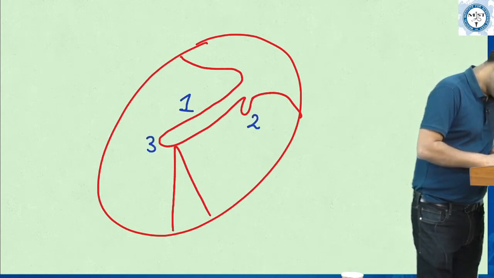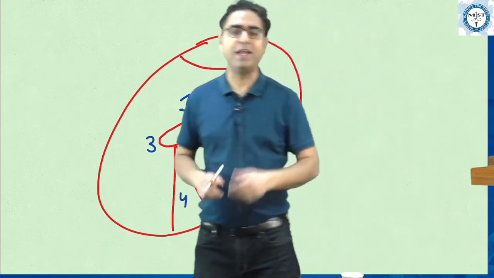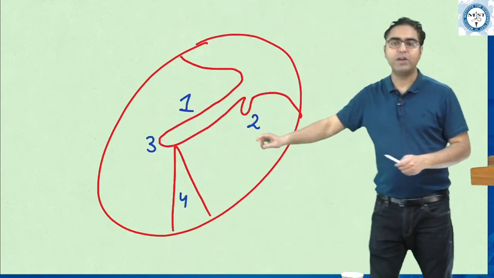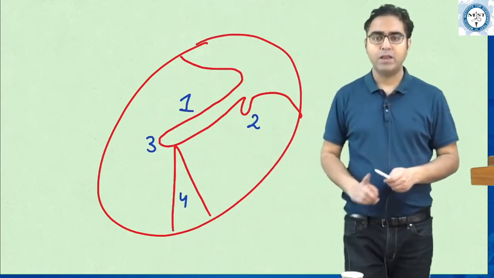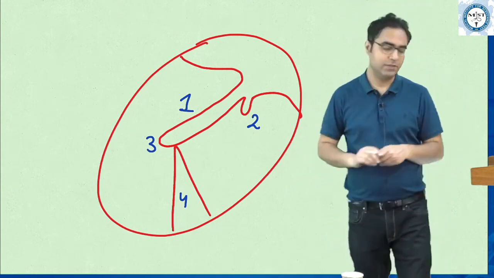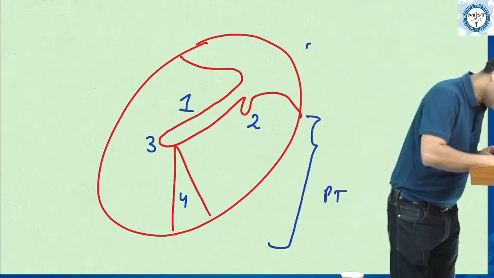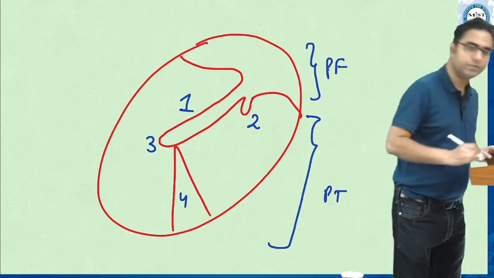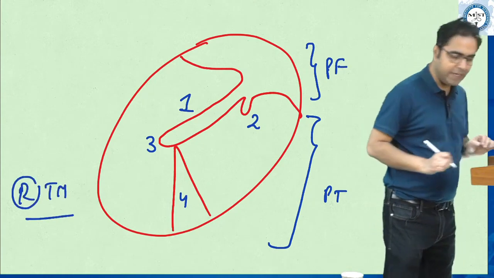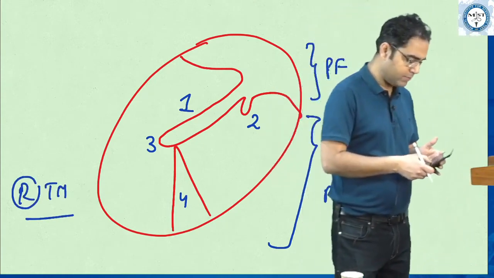1, 2, 3, 4. What is 1? Handle of malleus. Very good. What is 2? Lateral process of malleus. What is 3? Umbo. What is 4? Cone of light. From here to here is PT, and this part is PF. And this is the right tympanic membrane. It is 5 o'clock. Right tympanic membrane is 5 o'clock.